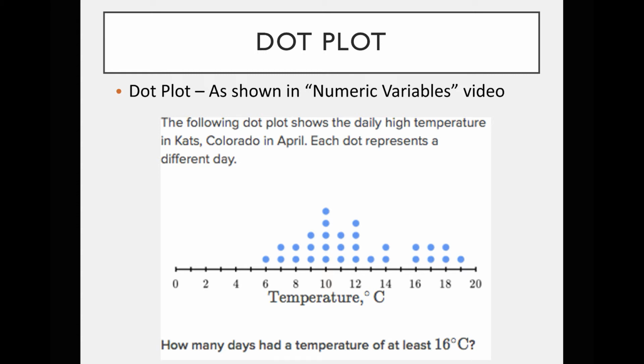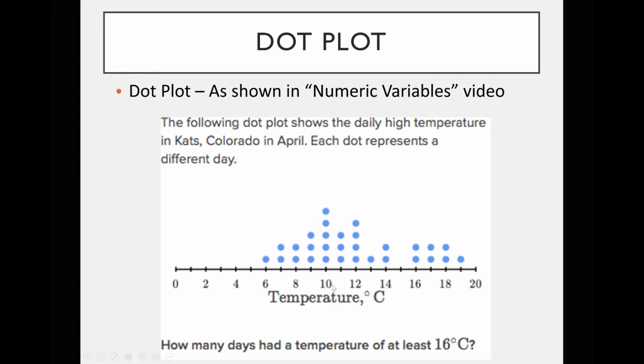So if we look at the very lowest point, that means that one day in April, the daily high was 6 degrees Celsius. If we look up here, we can see that for one day, the high was 19 degrees Celsius. There were 5 days with a daily high of 10 degrees, 3 with 11, 4 with 12, and so on. So the ones that are stacked up higher just means that there's more data for that particular value in our set.